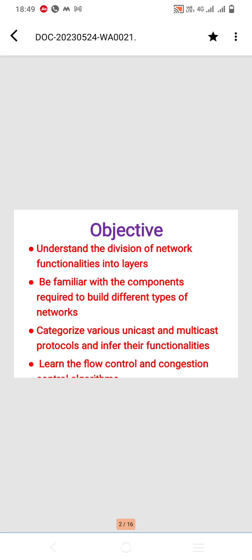To understand the division of the network functionality into the layers, be familiar with the components required to build different types of networks, categorize various unicast and multicast protocols and their functionalities, learn the flow control and the congestion control algorithm, and the last one, to illustrate the various services offered by the application layer.